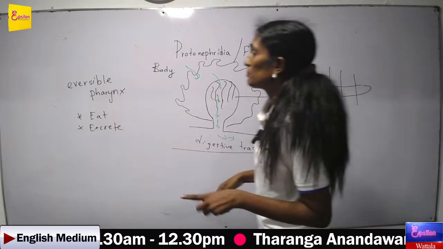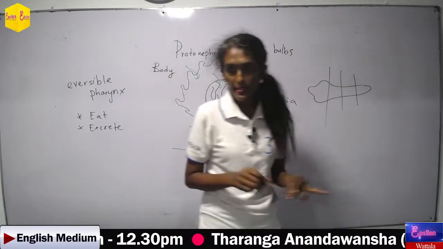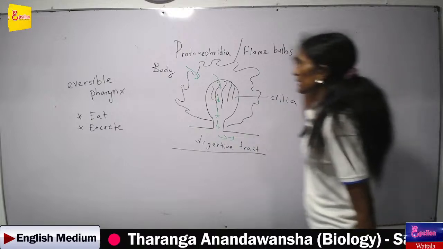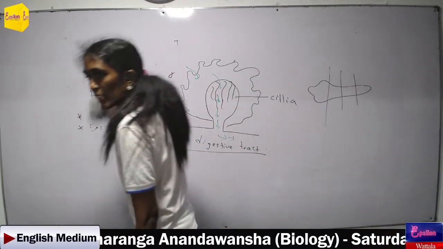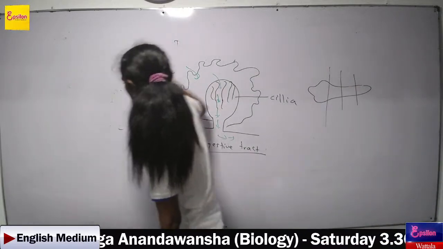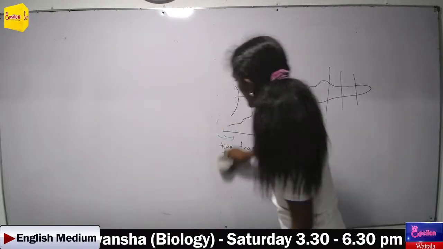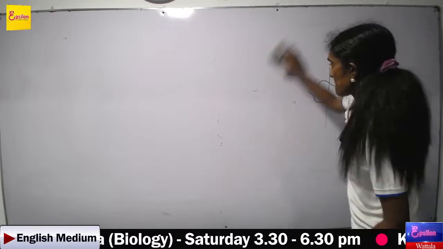A few questions from platyhelminthes. What is the sensory structure found in free-living forms of platyhelminthes? Tell me a quick answer. Eye spots. What's the use of eye spot? Yeah, detect light.